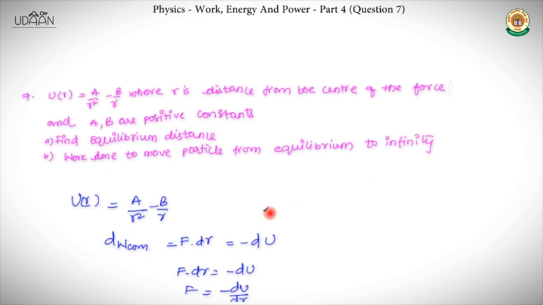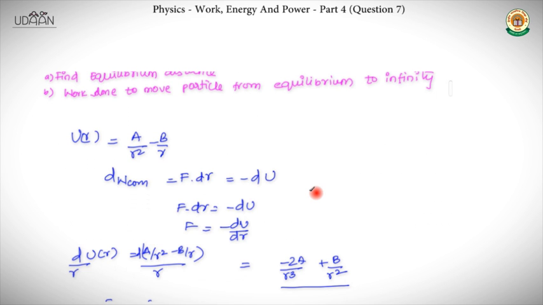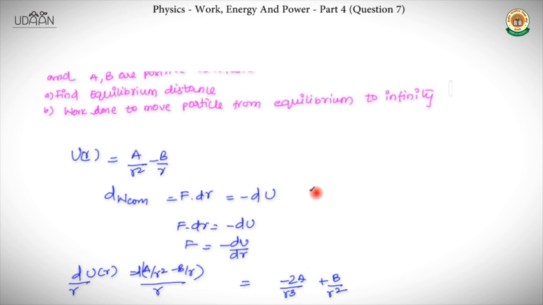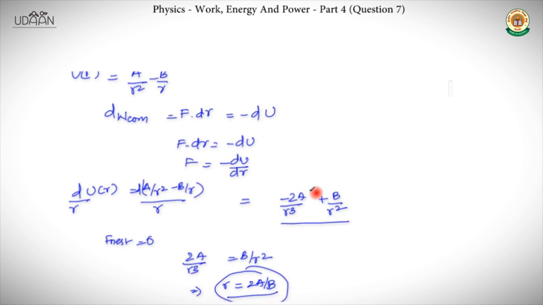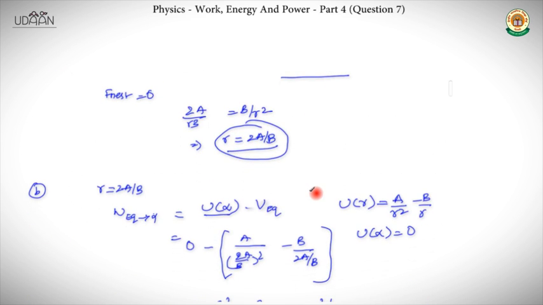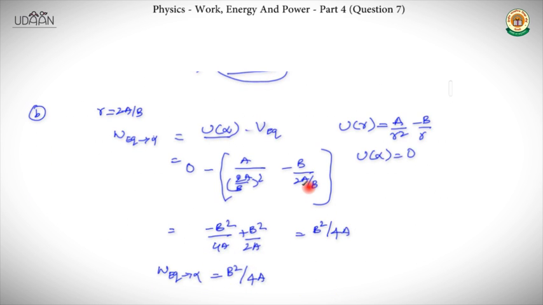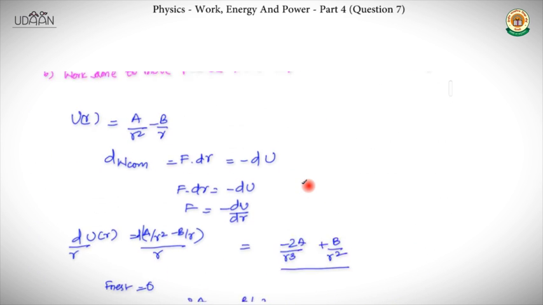So to summarize the problem, we were given an expression for the potential energy in terms of A and B, two constants, and the distance from the center of the force. We were asked to find the equilibrium distance, in which case all we did was equate the net force to 0, and net force is equal to minus dU by dr. After that we were asked to find the work done to move the particle from equilibrium to infinity, which was not a very difficult task if you had already found the equilibrium distance. All you had to do was subtract the potential energy at this point from the potential energy at infinity, so we got the answer to be B square by 4A. So this was problem 7, and we'll move on to the next one now.